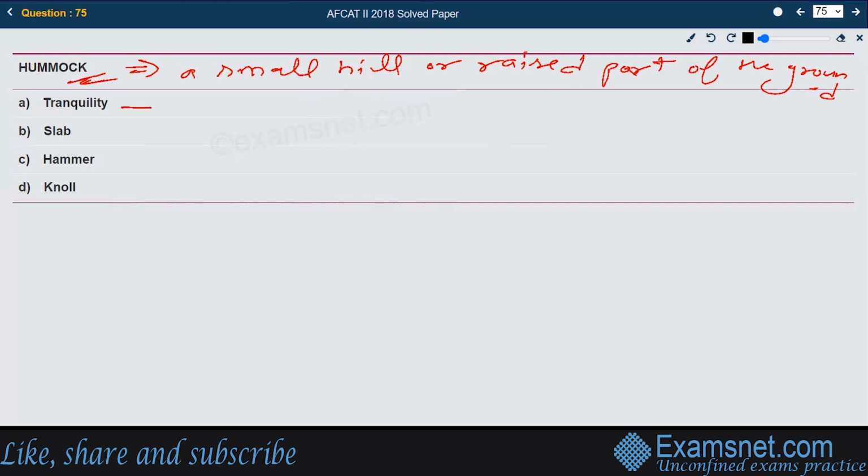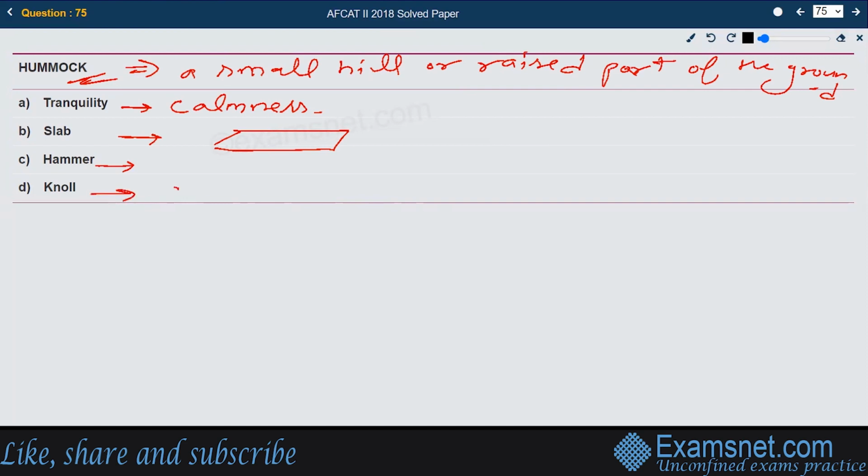Let us look at the options. The first word is tranquility. The word tranquility has come out from the word calm or calmness. Slab is something that is rested over something. This is the shape of a slab. We find these slabs in kitchens also, on which something can be put. Next is hammer. This is a domestic tool which can be used in houses also, with which we push something.